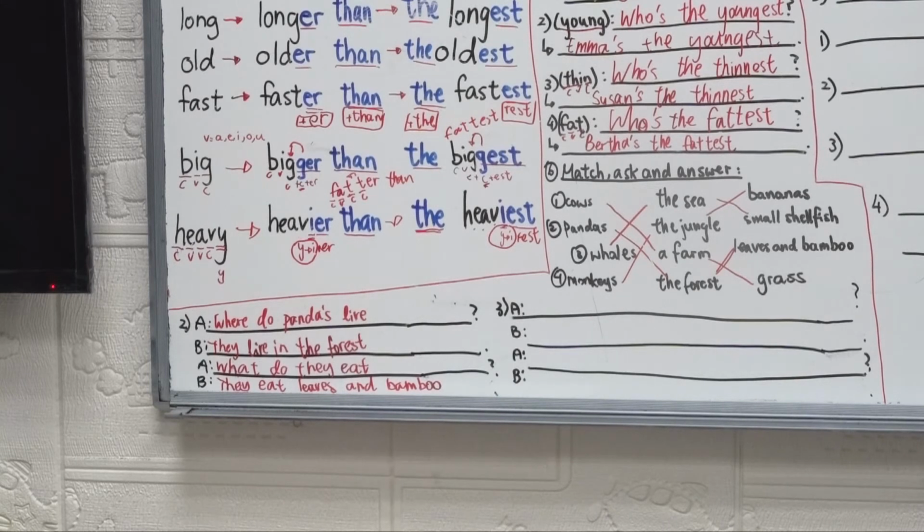Alright, so I'll give you 30 more seconds to finish that one. Where do pandas live? They live in the forest. What do they eat? They eat leaves and bamboos.